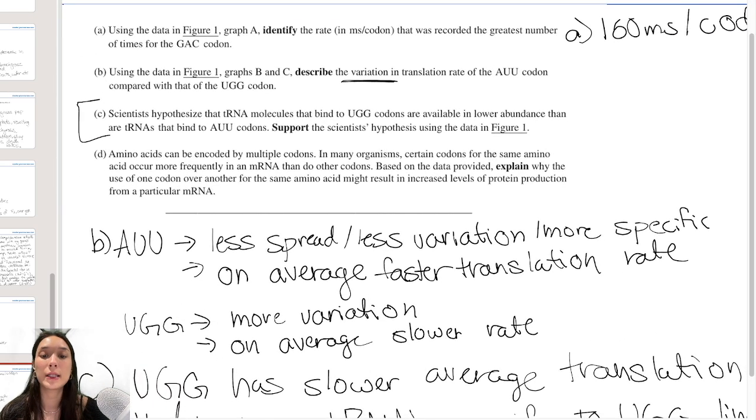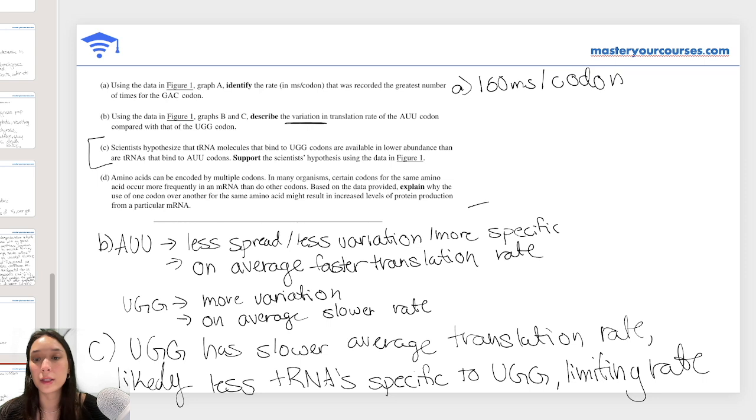In many organisms, certain codons for the same amino acid occur more frequently in mRNA than do other codons. Based on the data provided, explain why the use of one codon over another for the same amino acid might result in increased level of protein production for a particular mRNA. Okay, so this really just goes along with C. I'll put it right here. We'll put D here.